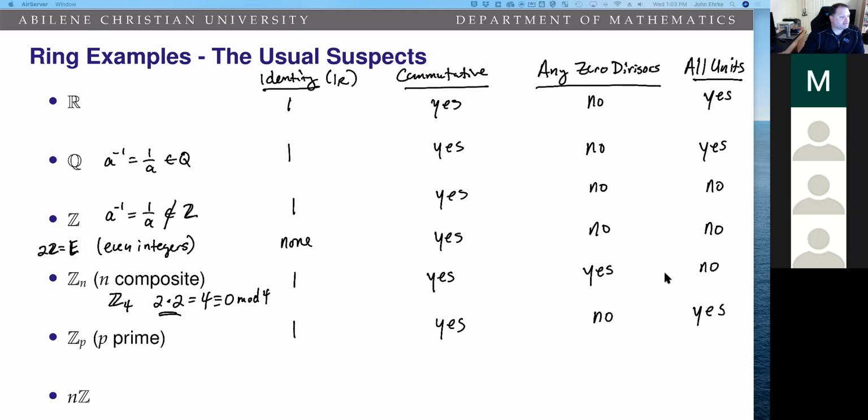Z mod n, when n is composite, you might think that behaves like Z, but it doesn't, because Z doesn't have any 0 divisors, but Z mod n does. So it's going to be a very interesting thing for us to track in the next couple of lectures.